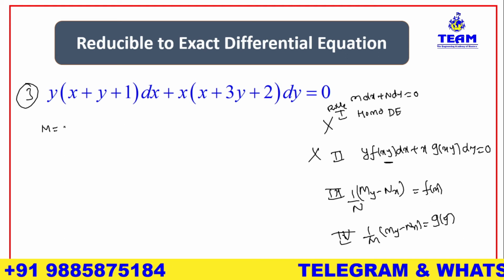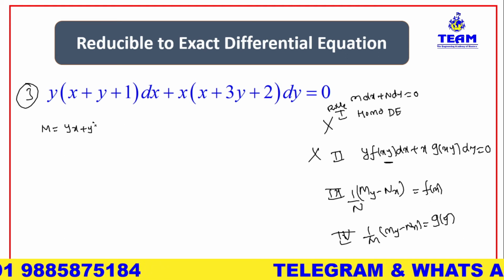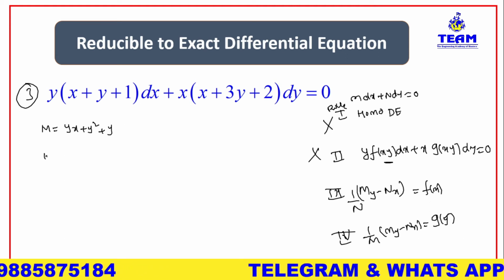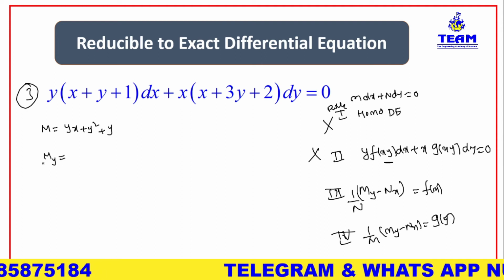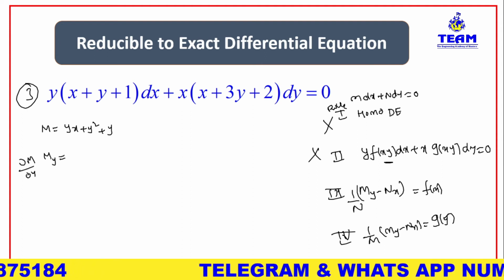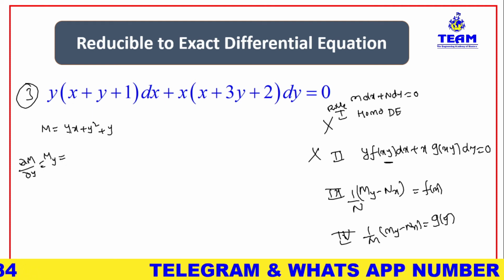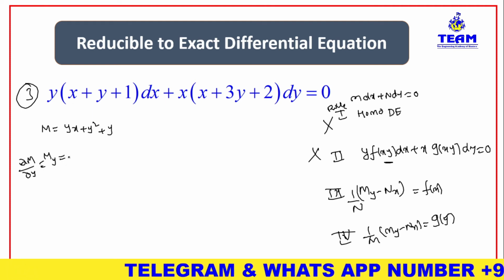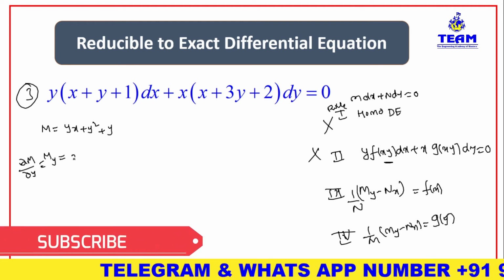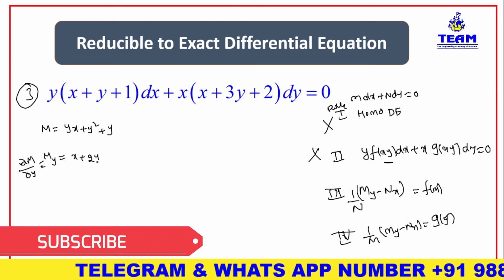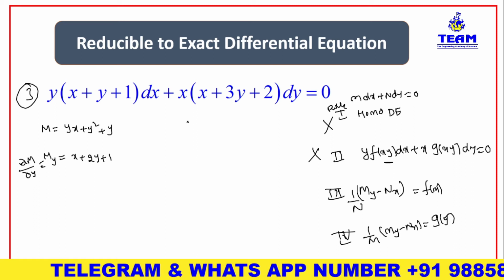Okay. Now, M is y into (xy + y² + y). Now I am finding ∂M/∂y. M suffix y is simply ∂M/∂y, friends. Both are equal, that you remember. Now, xy derivative with respect to y partially: y derivative is 1, 1 into x is x. Plus y² derivative is 2y. Plus y derivative is 1.